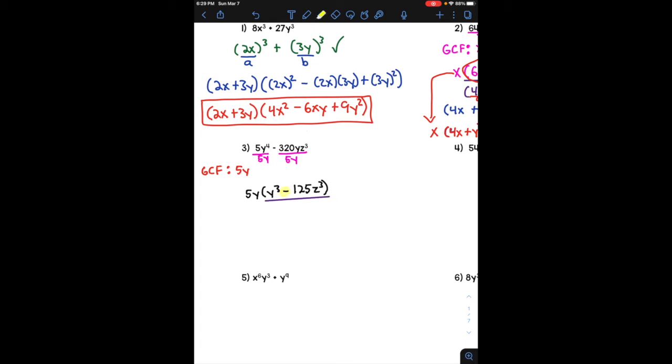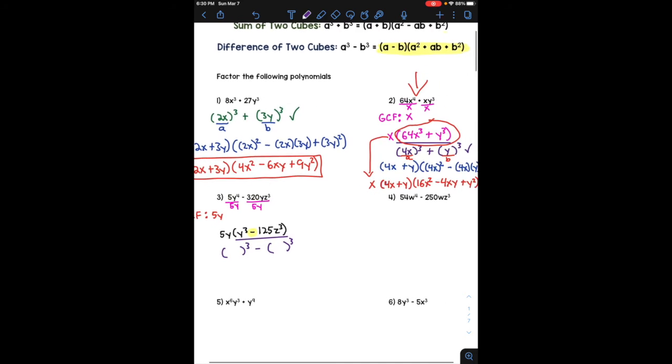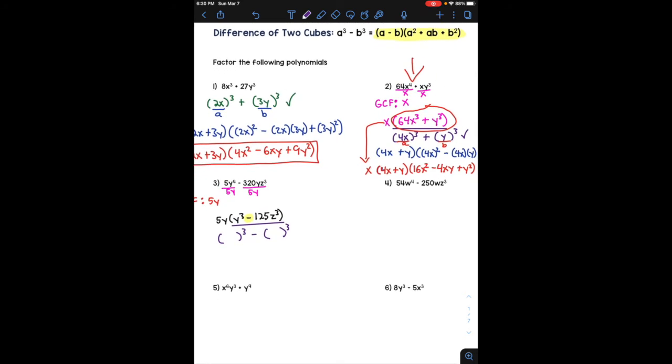Let's continue to check to see if we can factor the binomial that we have left over. We have a subtraction, or a difference, sign. So let's check to see if we can write that expression as a difference of two terms being cubed. If we can, we can follow along with the second model at the top for the difference of two cubes. What expression times itself three times would give us y cubed? That would just be y. And what expression times itself three times would give us 125z cubed? That would be 5z.